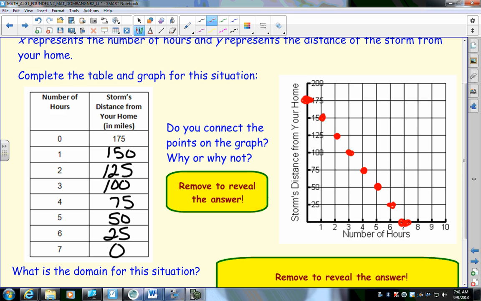Now I plotted the points. We talked on Friday about discrete versus continuous. Do I leave these as dots, or do I draw the line and connect the dots? You leave them as dots? You draw. Why are you saying to draw the line?